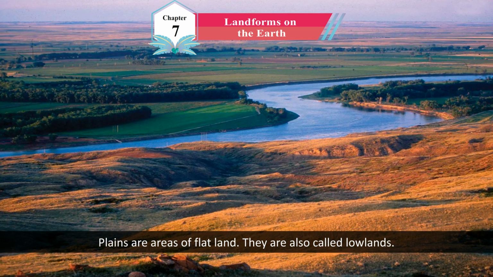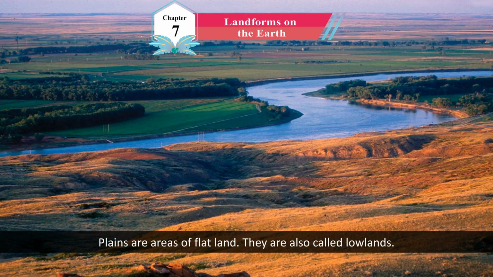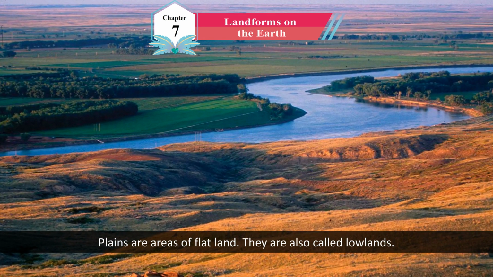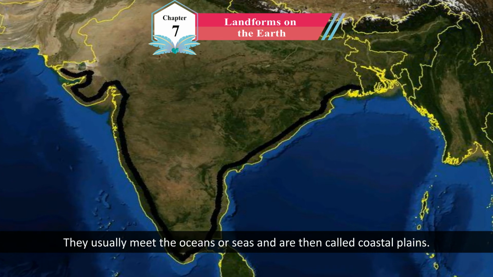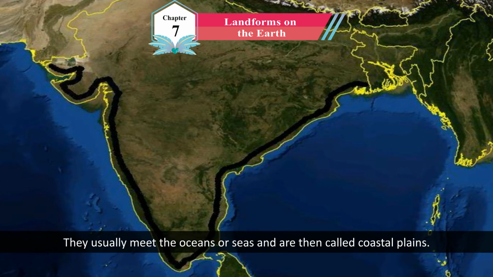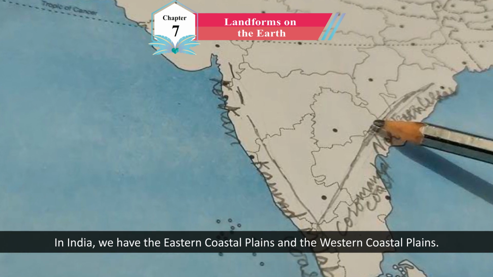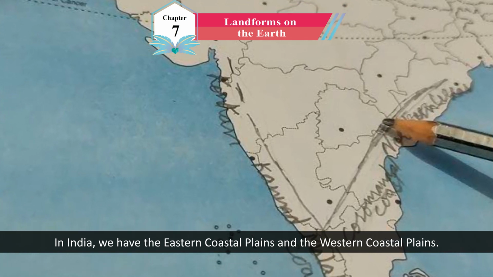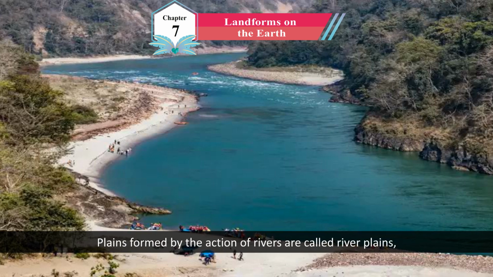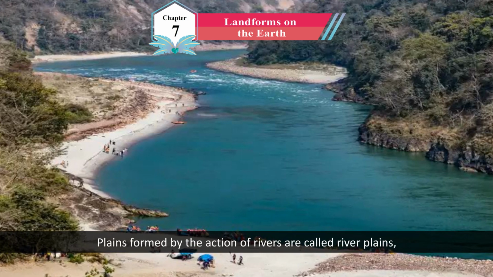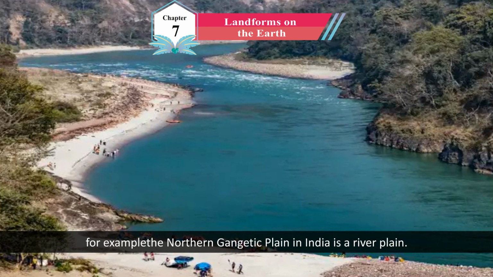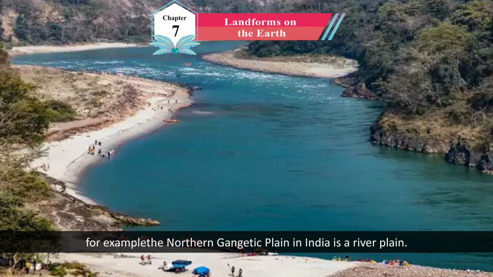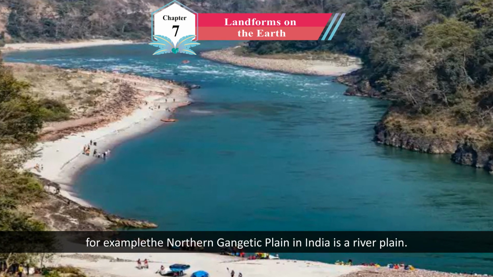Plains. Plains are areas of flat land. They are also called lowlands. They usually meet the oceans or seas and are then called coastal plains. In India, we have the eastern coastal plains and the western coastal plains. Plains formed by the action of rivers are called river plains. For example, the northern Gangetic Plain in India is a river plain.